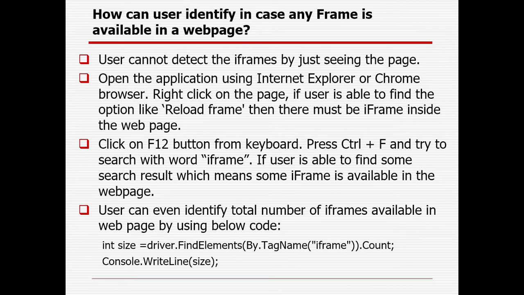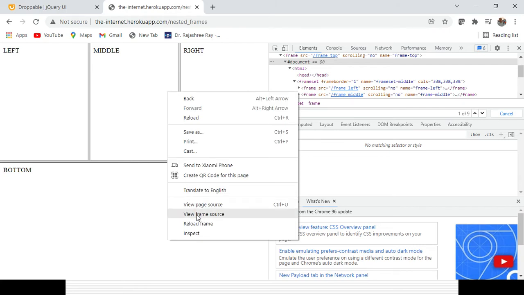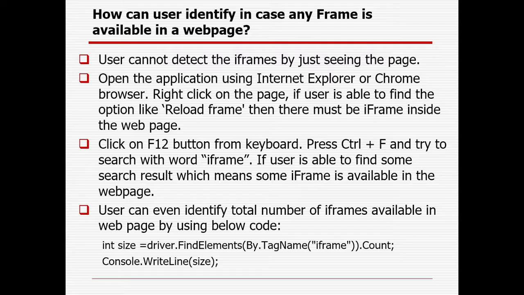The user cannot detect a frame just by seeing the page, so you need to open the application using Internet Explorer or any browser, Firefox, Chrome, and right click on the page. If the user is able to find the option called reload frame or view frame source, you can know that some frame or iframe is present in the application. You can also press F12, press Ctrl F, and search with frame or iframe, and you can get to know whether any frame or iframe is available.